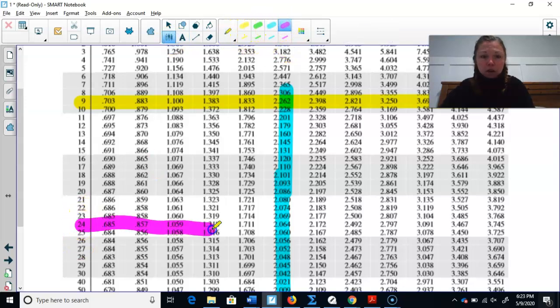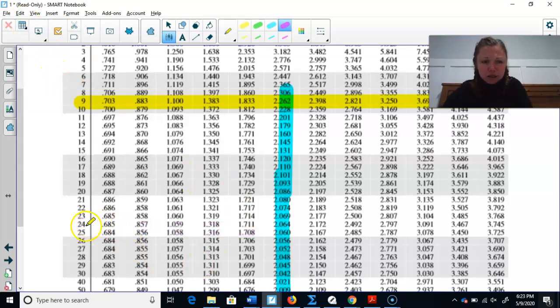I'm going to highlight across. Oh, I don't like that. Control Z. Let's do it a little better here. It's hard with a mouse. Okay.